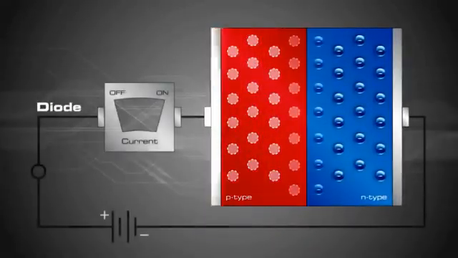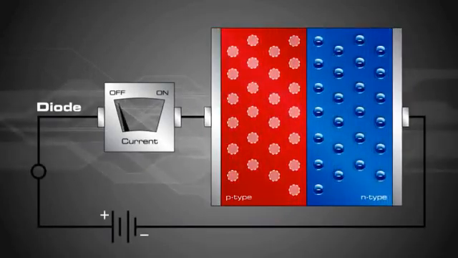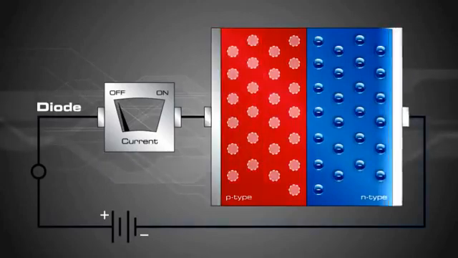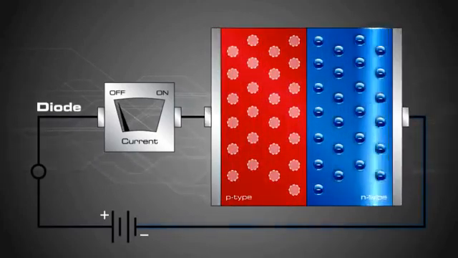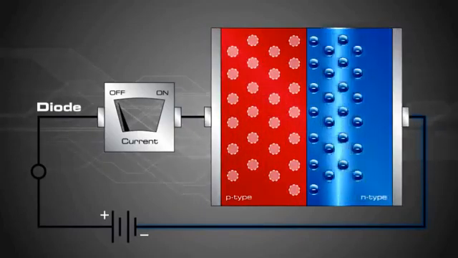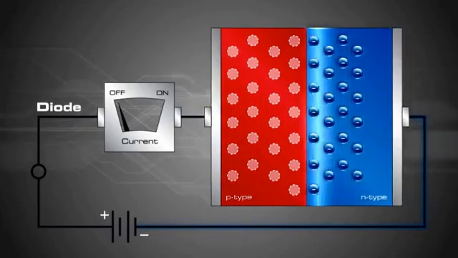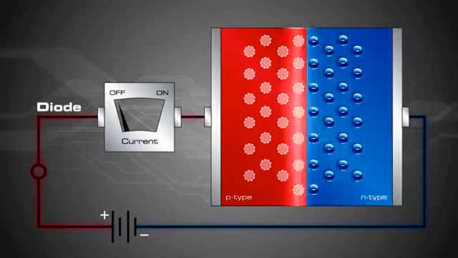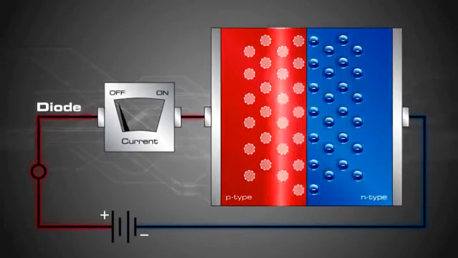Now let's connect the diode to an external power source, a battery with a light and a current meter that indicate current flow. The negative terminal of the battery is connected to the n-type silicon. We know that like charges repel, so the free electrons are pushed toward the p-n junction. Similarly, the holes are repelled by the positive terminal of the battery toward the p-n junction.